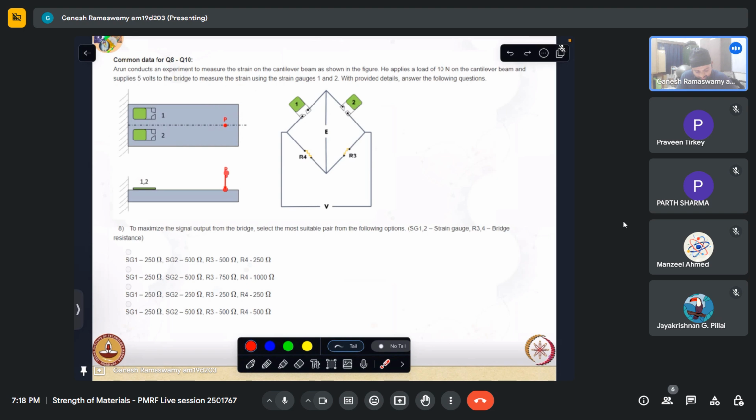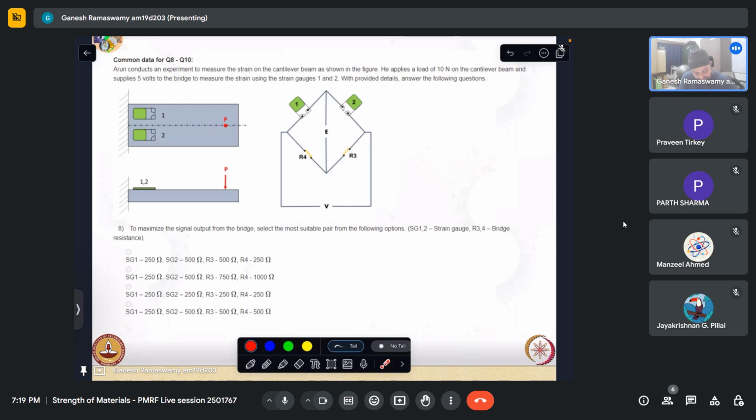So what Arun has done is he has pasted both the strain gauges on the top side by side, symmetrically about the center line. Fine. He applies a load of 10 Newton on the cantilever. And these two strain gauges, as we saw earlier, he has soldered. So this strain gauge is not in isolation. It is actually pasted onto the beam. The beam is not shown there. I hope that is clear. And he has supplied 5 volts on an initially balanced bridge. He has supplied 5 volts of voltage to measure the strain using the strain gauges 1 and 2.